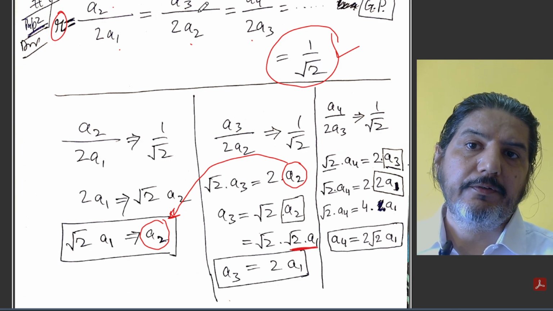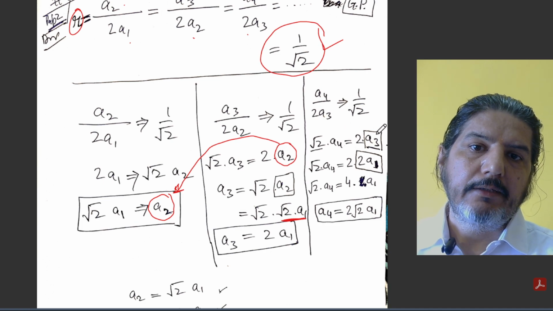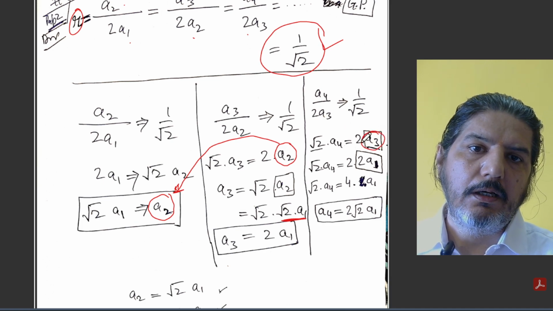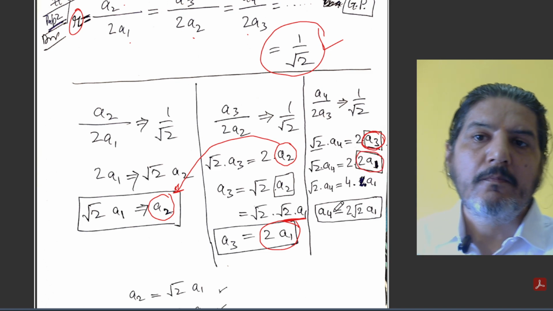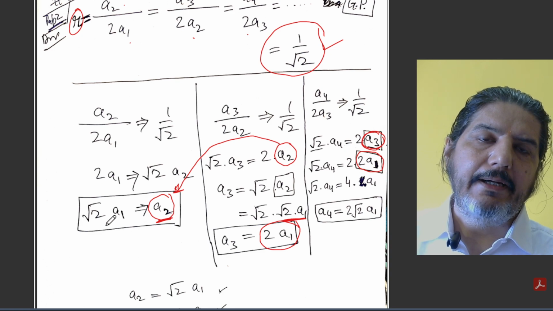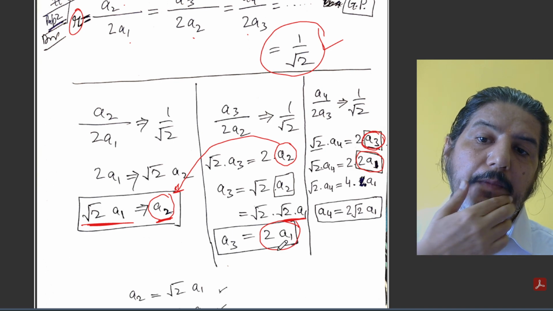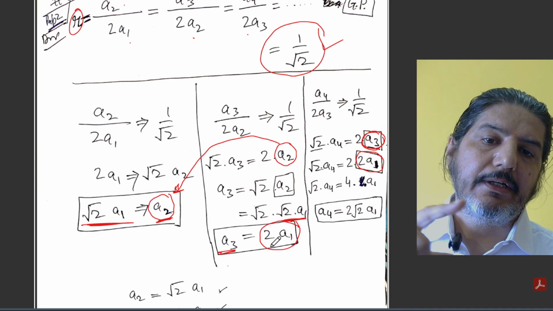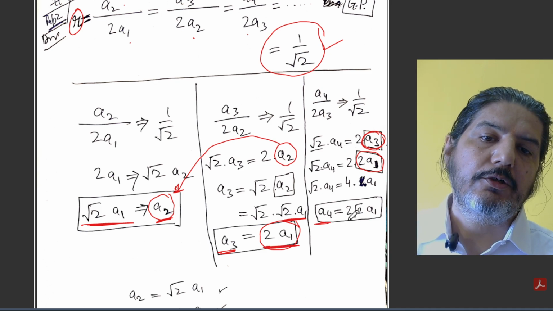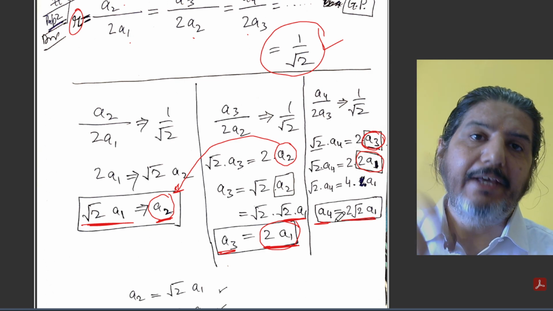Then a4 upon twice of a3 is equal to 1 by root 2. I hope you are able to see. And then again the value of a3 is put as twice of a1. So finally a4 is equal to 2 root 2 a1. Basically, what I'm trying to do is put a2 in terms of a1. a2 is root 2 a1. I have put a3 in terms of a1, it is twice of a1. a4 is 2 root 2 a1. So all the terms I am putting in terms of a1.